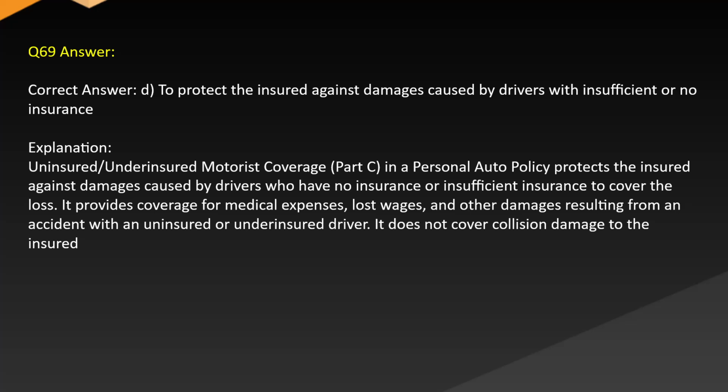Explanation: uninsured/underinsured motorist coverage, Part C, in a personal auto policy protects the insured against damages caused by drivers who have no insurance or insufficient insurance to cover the loss. It provides coverage for medical expenses, lost wages, and other damages resulting from an accident with an uninsured or underinsured driver. It does not cover collision damage to the insured.